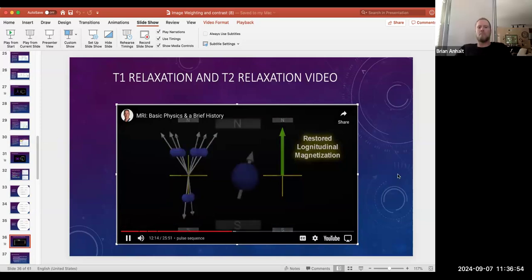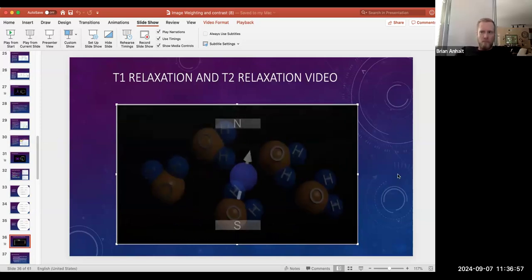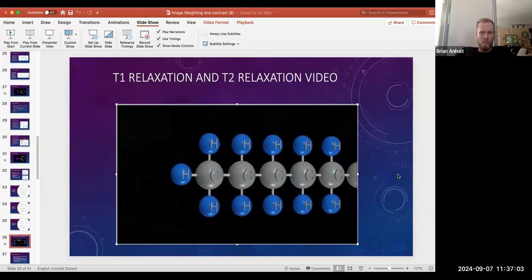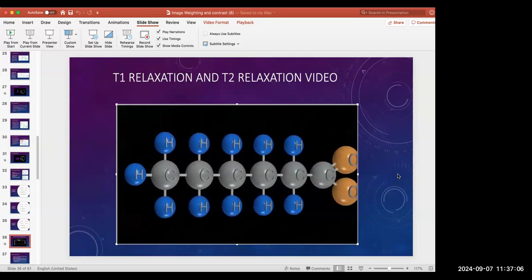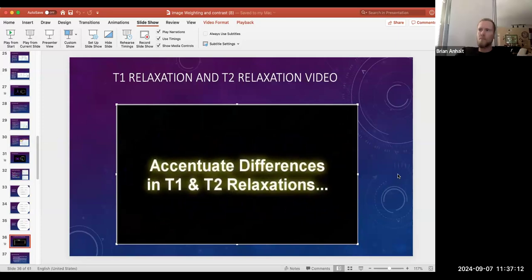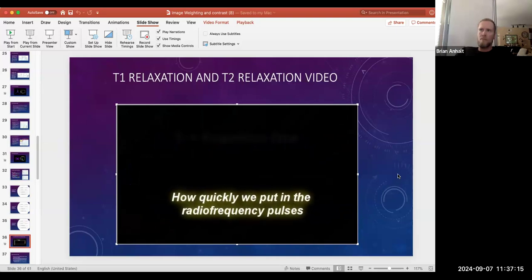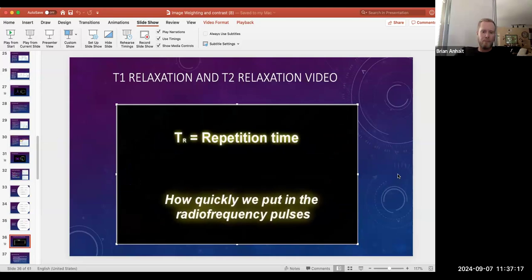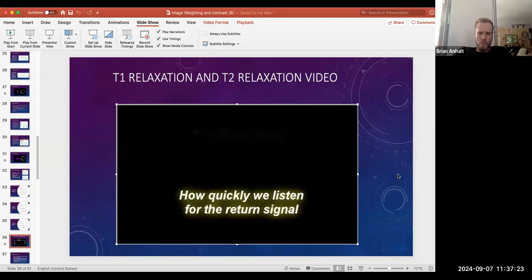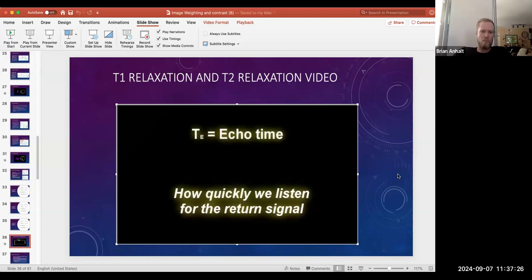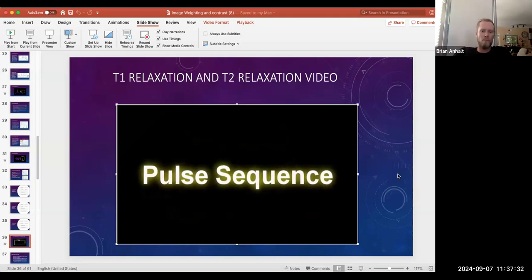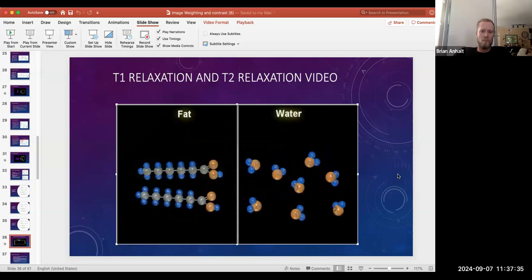Because these protons in our bodies have different local environments, some associated with the free-flowing water molecules, while others are fixed in position associated with the structural or energy-storing molecules of protein and fat, they have characteristic differences in their T1 and T2 relaxations. We can accentuate and measure these differences by changing how quickly we put in the radiofrequency energy, or the repetition time, designated TR, and how quickly we choose to listen to the signal coming back from the transverse magnetization, or echo time, designated TE, of the precessing protons. This process is referred to as the pulse sequence, and we will use a sample of fat and water to demonstrate these differences.